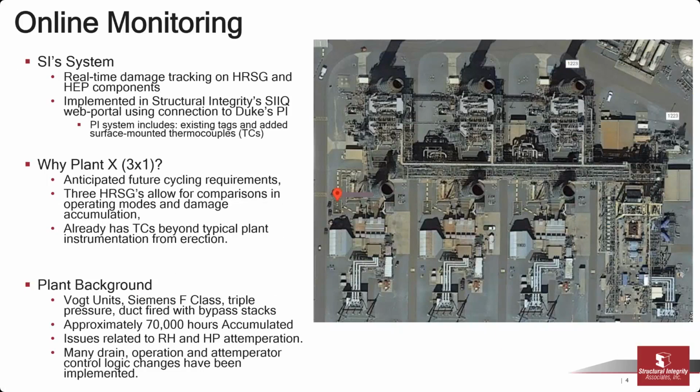So I got into this a little bit already. It's a real-time damage tracking system for our HRSG and also several HEP components, and we're using SI's software and their system. The Pi is the interface to collect the data. Our first site, or pilot site, we installed this system in 2021 initially, so it's been running and collecting data ever since. We chose a combined cycle plant in eastern North Carolina. It's a 3-on-1. The plant went commercial in 2012.